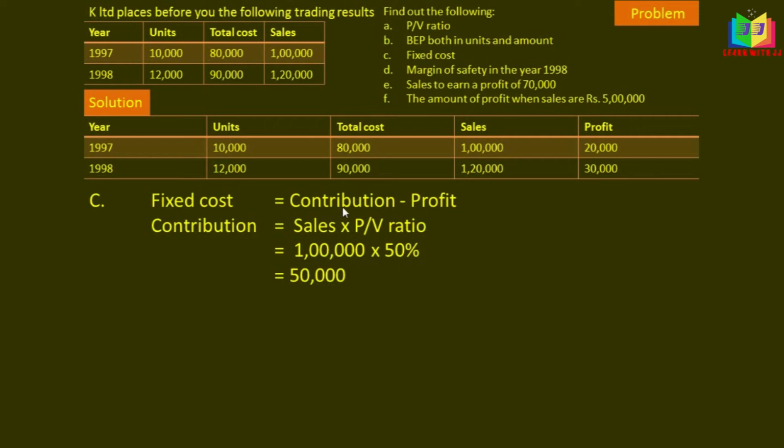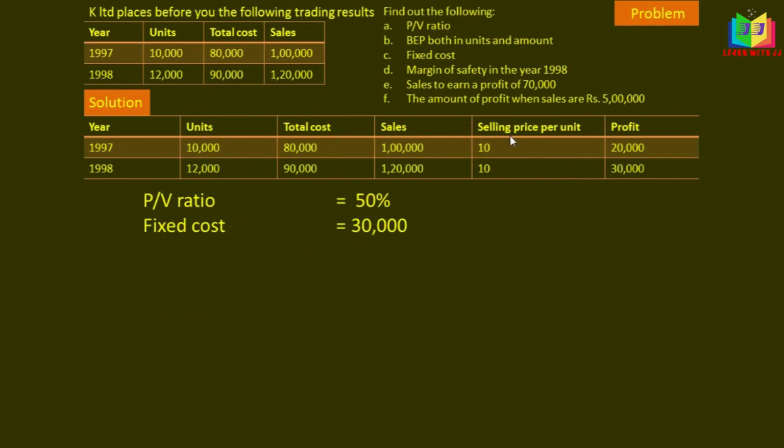And using this contribution we can find the fixed cost. You know the formula, right? Contribution minus profit will give you fixed cost. So 50,000 is the contribution and profit for the year 1997 is 20,000. So 50,000 minus 20,000 will get 30,000 as the fixed cost. Now we can work out this break-even point. So the sales here is 1 lakh and the number of units sold is 10,000. So selling price per unit is 10. 1 lakh divided by 10,000 will get 10. And for 1998 also we can find 1 lakh 20,000 divided by 12,000 will get the same 10.